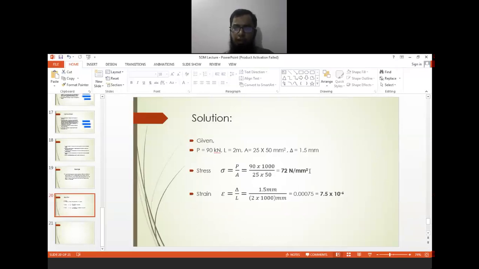The SI unit of stress is Newton per square mm or MPa, megapascals. 1 Newton per square mm is equal to 1 MPa.